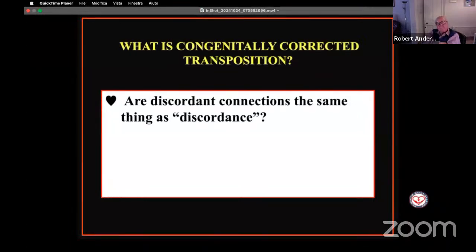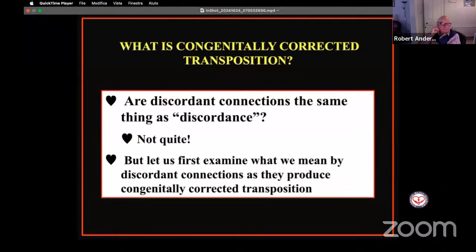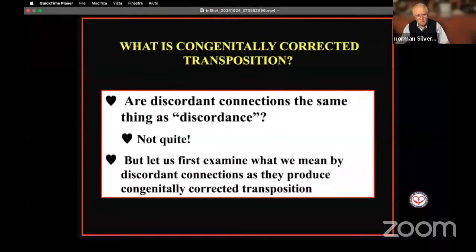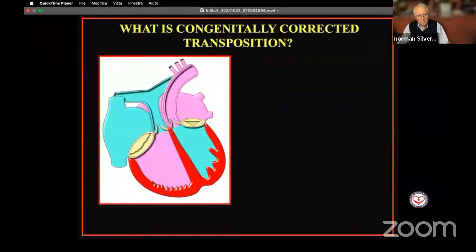So another thing we hope to clarify today is the relationship between atrioventricular discordance and discordant atrioventricular connections. Because as we are going to explain, these are not quite the same thing. So we'll get to that in the fullness of time. But first, let's look at what we do mean by discordant connections and look at how they produce congenitally corrected transposition. So I'm going to start off by showing you some diagrams.